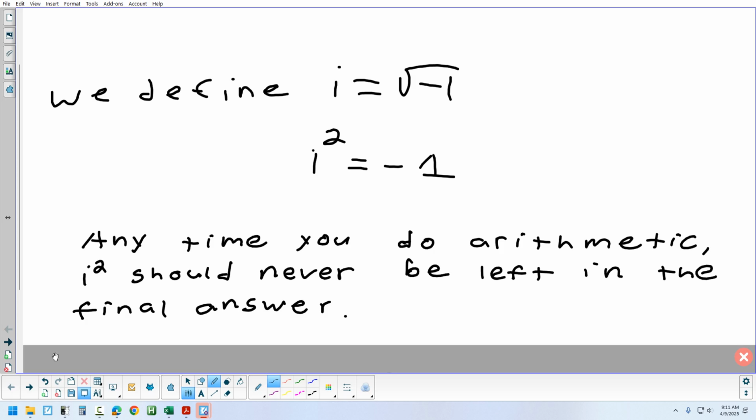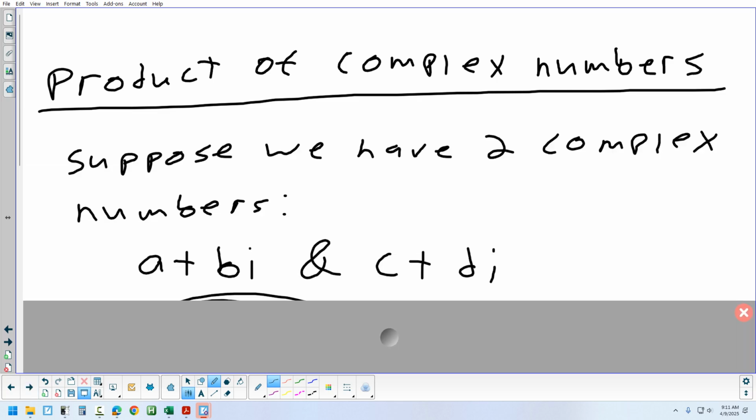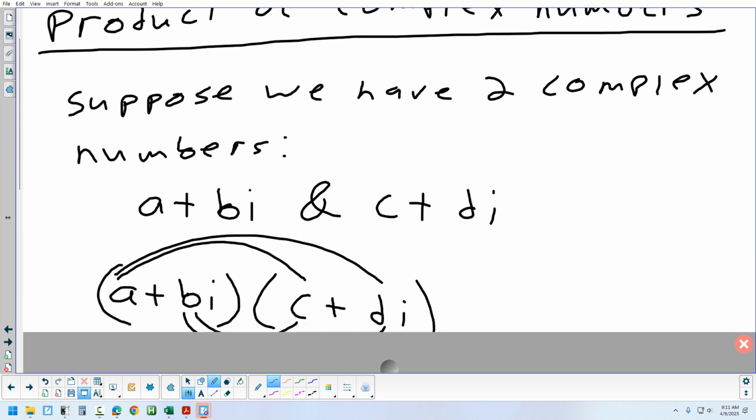Generally, when you are adding and subtracting, you're not going to have to worry about i squared. It's when you multiply and divide, which is what we're doing right now. So how does multiplying and dividing complex numbers work?